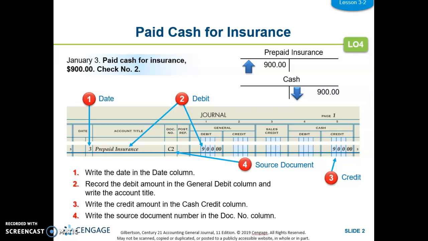So when we pay cash for insurance, our two accounts would be cash and prepaid insurance. If you were to record those in your T accounts, it would look like this, where prepaid insurance was increasing with a debit of $900 and cash was decreasing with a credit of $900. We already have a special amount column for cash, so we will write prepaid insurance in the account title. And then we will give prepaid insurance a general debit of $900, and we will record a credit in the cash credit column. So when you are done, you will have your date, prepaid insurance, C2 for the document number, a general debit of $900 and a cash credit of $900.